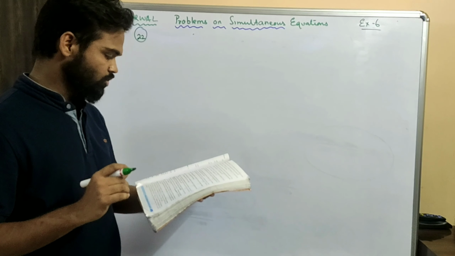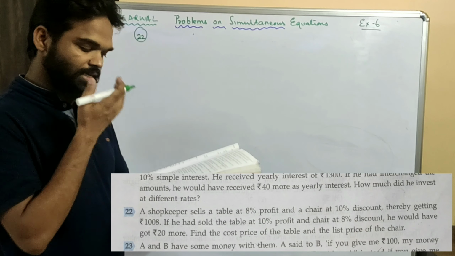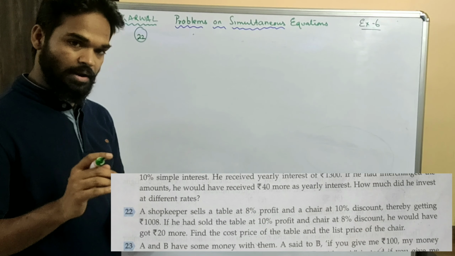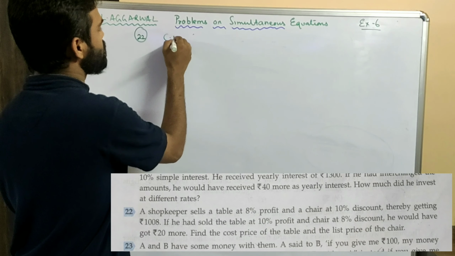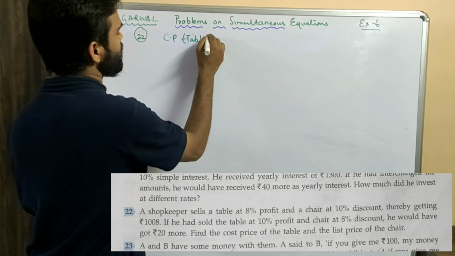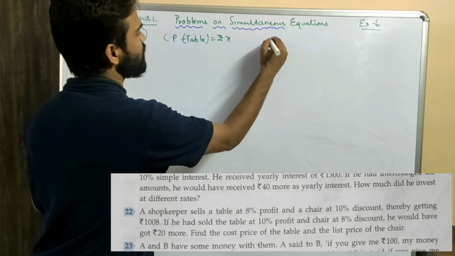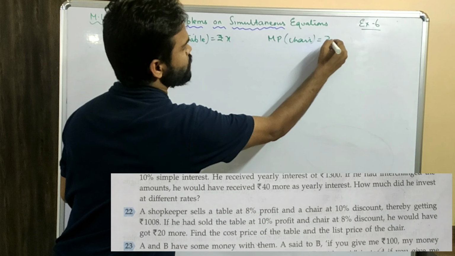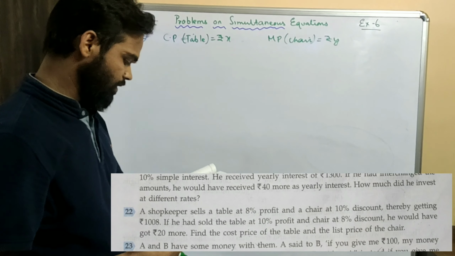Now look at the next sum, 22. A shopkeeper sells a table at 8% profit and the chair at 10% discount. So cost price of the table I assume as rupees X and mark price of the chair, because there is a discount, is rupees Y. Okay.